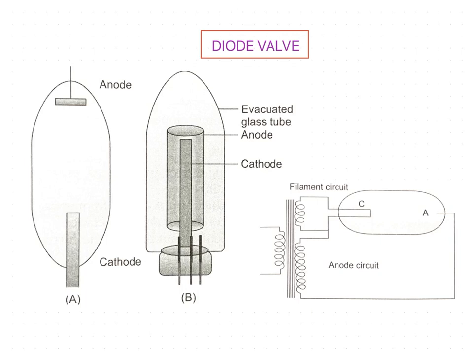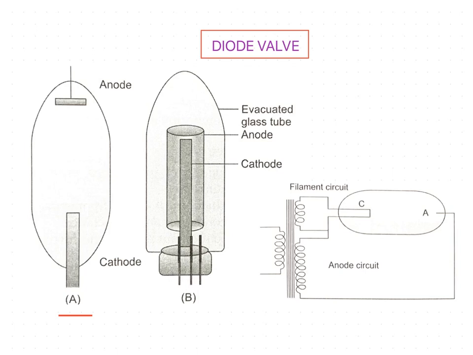If you see in electronics, a thermionic valve is defined as a device allowing unidirectional flow of current. There are various types of thermionic valves which are named according to the number of electrodes they contain. They are as follows: the diode valve and the triode valve. Now in this session we are going to discuss the diode valve.